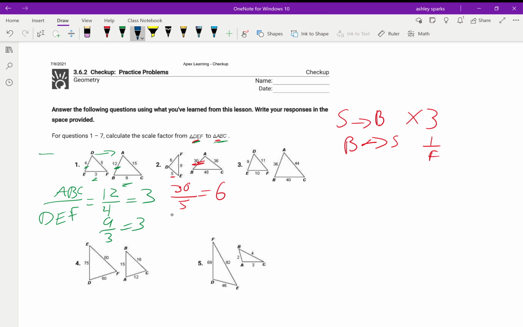Next one, so I'm going from D to A. Let's see, AB, I see the 36 here, so I'm going to go with that. AB matches with DE, and that would be 9. 36 divided by 9 is 4.